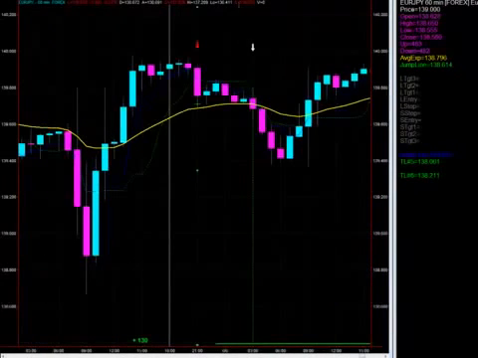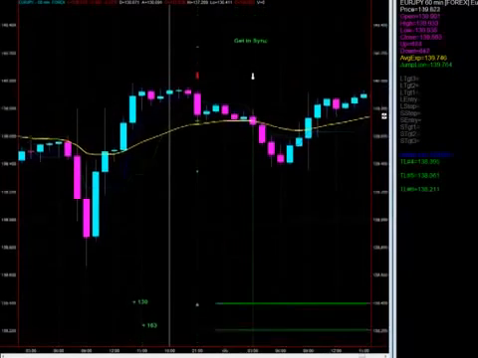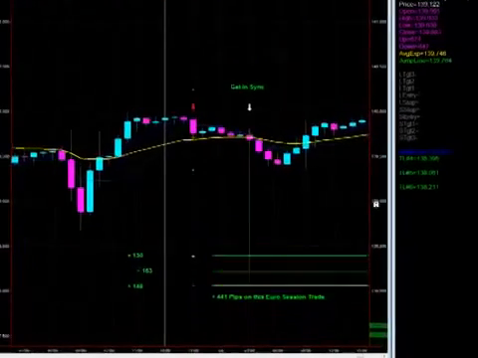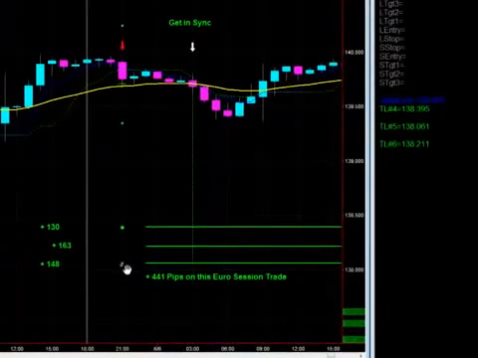This was a huge trade. In fact, I rolled back to the beginning so that we could look and see how big this trade was. Made 130 pips to this target, 148 pips to this target.